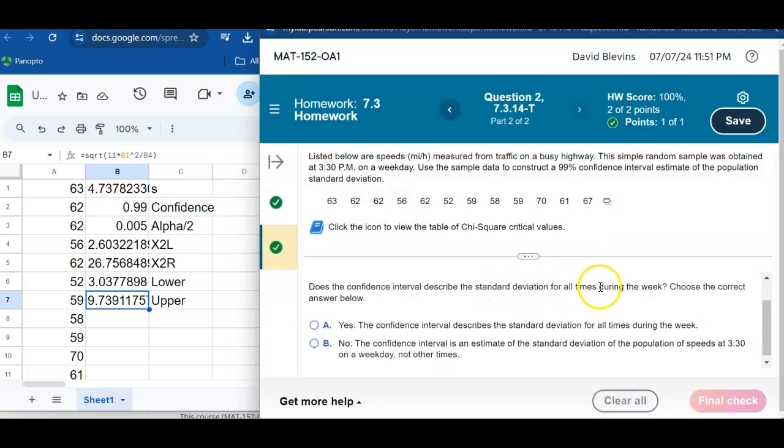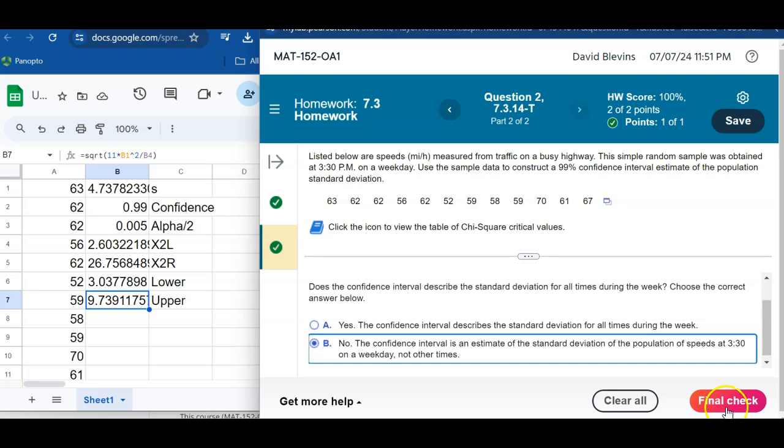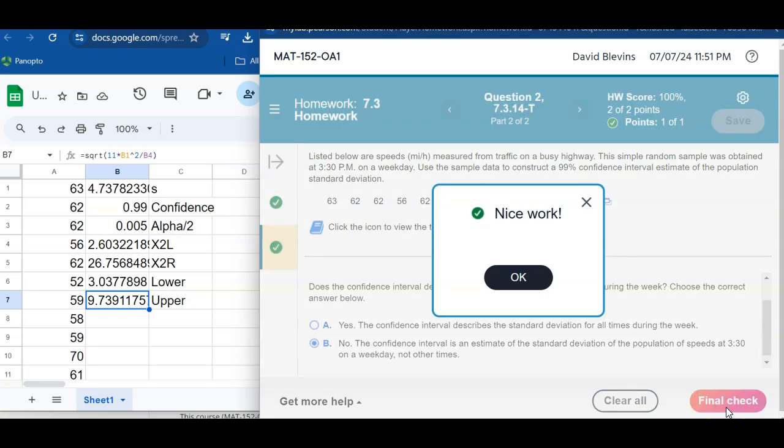All right, does it describe the standard deviation for all times during the week? If you look, it says it was obtained at 3:30 p.m. on a weekday. So no, it's not all times during the week. It's just those afternoon times. So data and interpretations of this is called statistical inference. When we're trying to extend what we found out to the population, it's really restricted to the population of what you obtained your data from. So if you didn't sample every single day at all different times, you can't infer that this applies to all days at all times.